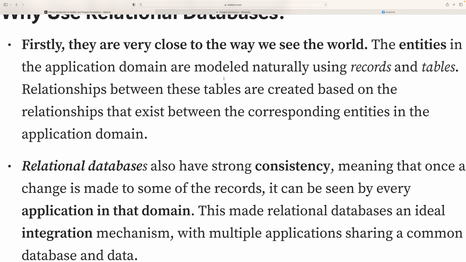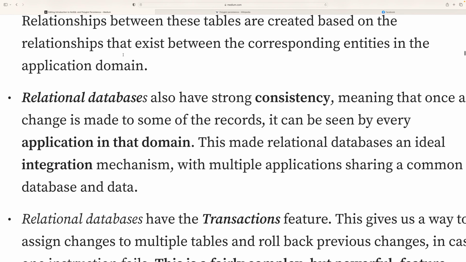All the data we see looks like the world we live in. Entities in the application domain or model are naturally represented using records and tables. The relationships between these tables are created based on the relations that exist between the corresponding entities in the application domain. For example, with employee and department, we create an employee table and a department table, and then define how they interact with each other. So it's purely business oriented: they represent business things.